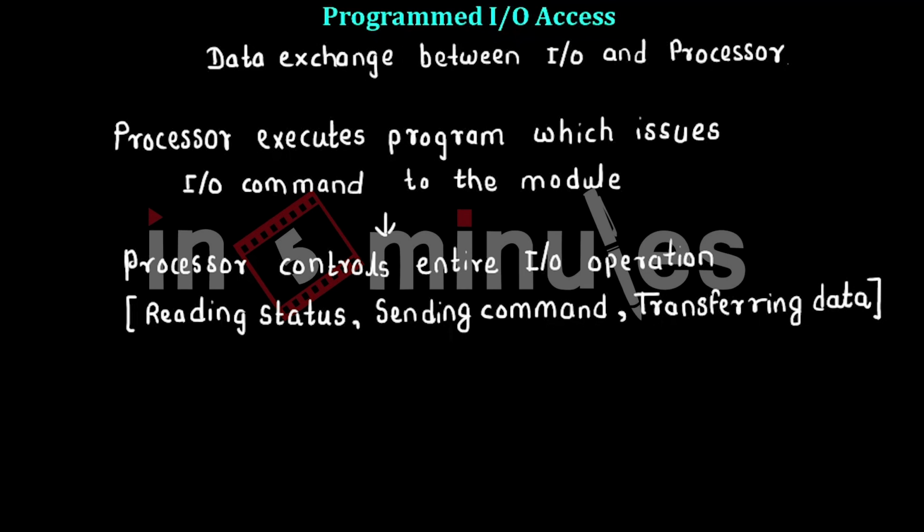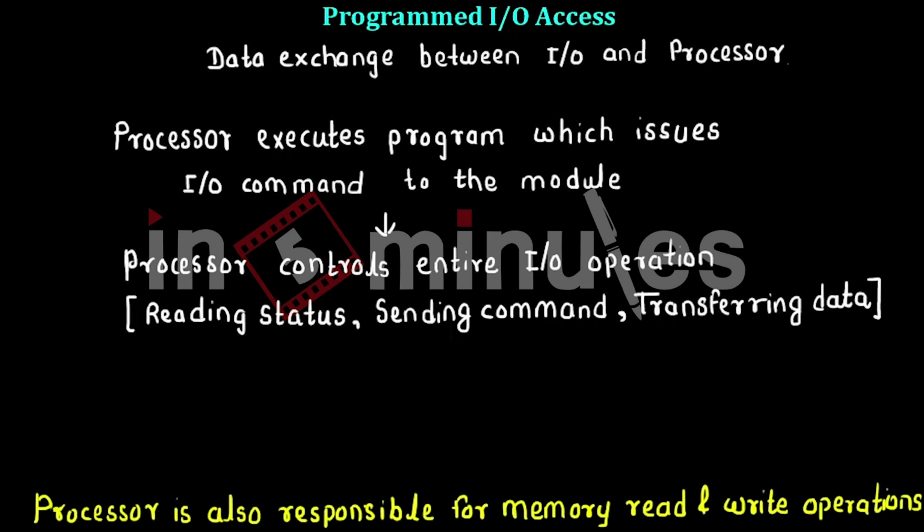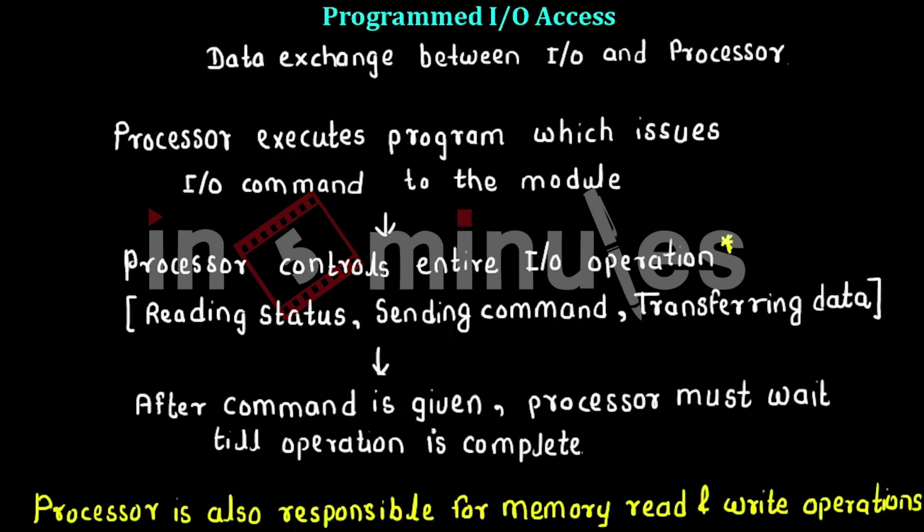These tasks include reading the status of the device, then sending the command word to the device, as well as transferring the data between main memory and the input-output device. Now, one thing to note here is that the processor is also responsible for memory read and write operations. The third thing is, after the command is given, the processor is going to wait till the operation is completed by the input-output devices. So these three are the features of programmed I/O access.